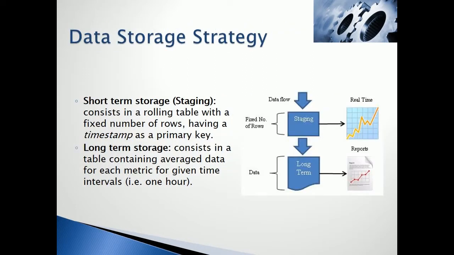Short-term storage staging consists of a rolling table with a fixed number of rows, having a timestamp as a primary key. Long-term storage consists of a table containing average data for each metric for given time intervals, that is, one hour. Data storage strategy.